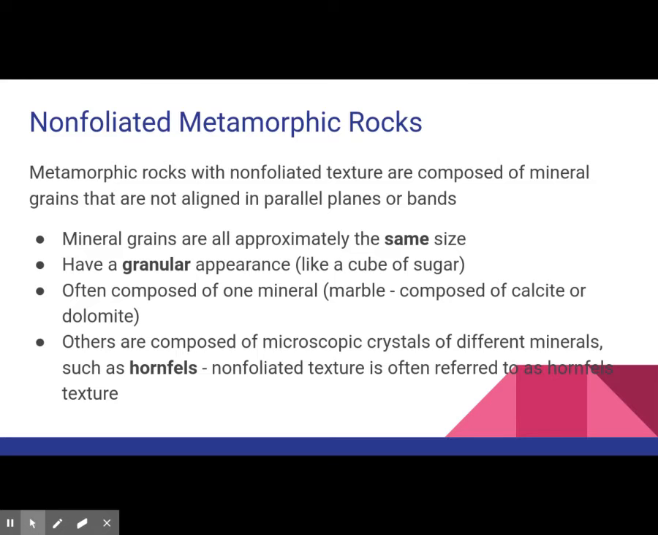So it's sort of rough and bumpy, and it's usually composed of one material. Marble's a very common one. And then others are composed of microscopic crystals of different minerals. Hornfels is a very common one. Because it's so common, we typically call the non-foliated texture a Hornfels texture.